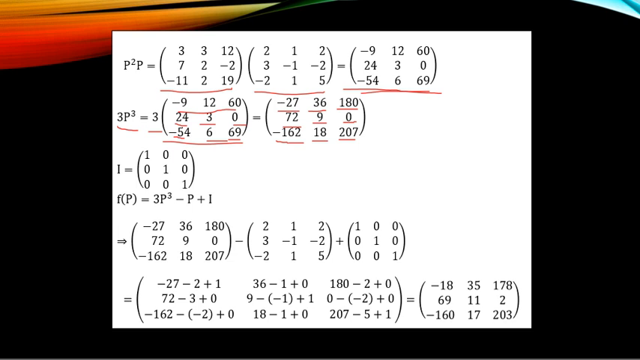Because matrix P is 3 by 3, you write the 3 by 3 identity matrix, the one in f of P. So this is f of P now. This matrix is 3P cubed. This is matrix P, and this is the corresponding 3 by 3 identity matrix. So when we are adding and subtracting, what happens there? The order is the same, 3 by 3 all through. So you have minus 27 minus 2 plus 1. That is what you have here.